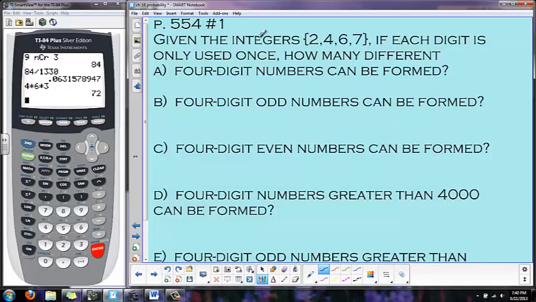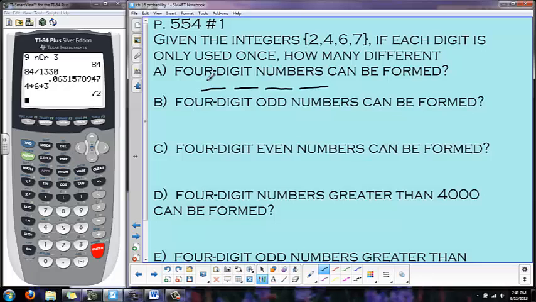Okay. Given the integers 2, 4, 6, and 7, if each digit is only used once, how many different, and then we have a bunch of questions we have to answer. How many different 4-digit numbers can be formed? Okay. Well, let's think about this. We need a 4-digit number, so there's 4 different places right here. And we only have these 4 options.